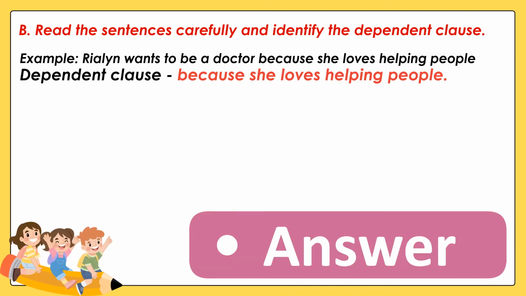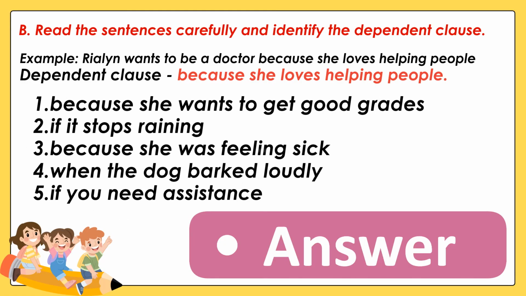Here are the answers. Number 1, because she wants to get good grades. Number 2, if it stops raining. Number 3, because she was feeling sick. Number 4, when the dog barked loudly. Number 5, if you need assistance.